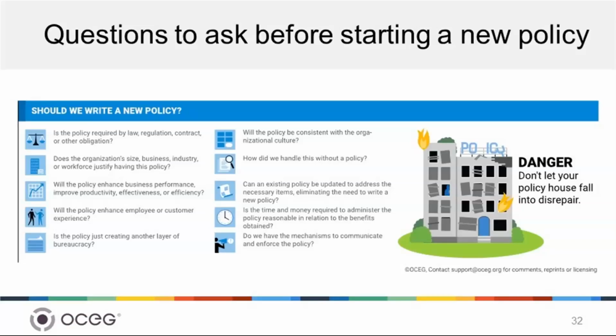So when somebody comes to us, we can hand them these series of questions, or we can even make it like an online survey or something that can sort of route things into workflow and review as you determine a need for a policy. But some of the questions we should ask: is the policy required by law, regulation, contract, or other obligation? In that context, if there's a new law or changed law or regulation that says we need a policy here, then it's pretty much black and white. We need a policy. Does the organization's size, business, industry, or workforce justify having that policy?